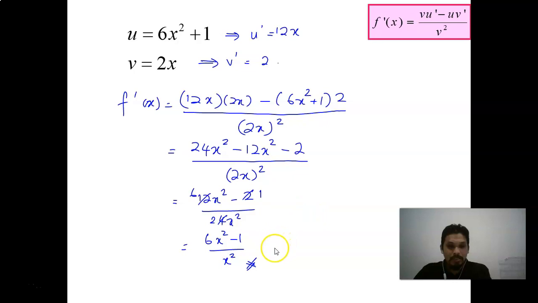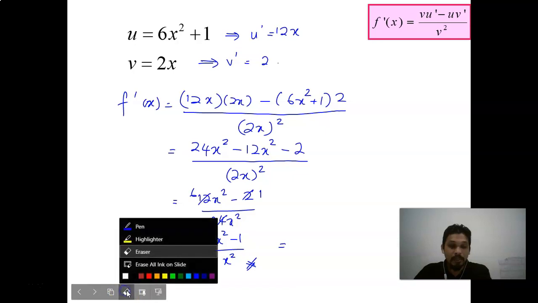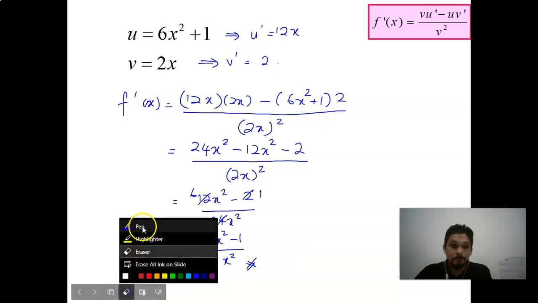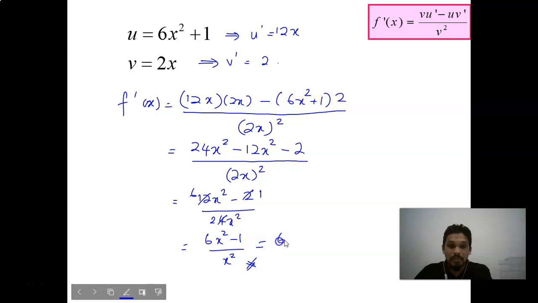Or the answer that was provided to me here is 3 minus 1 over 2x squared. Okay, oh yes, meaning here, by referring to the answers that were provided to me, which is 6x squared divided by x squared minus 1 over x squared.